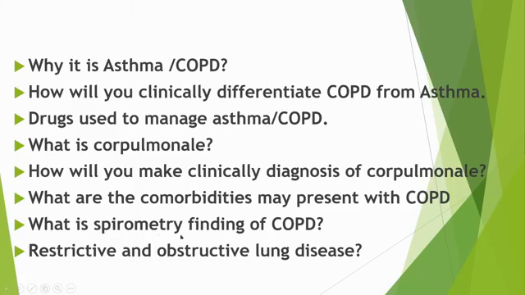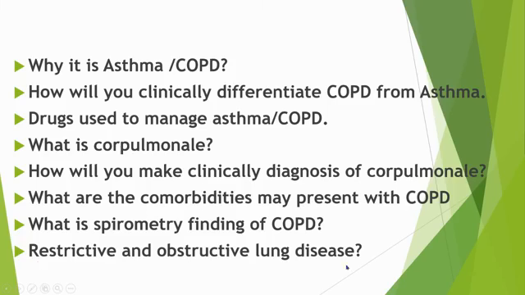What are the spirometry findings of COPD? The FEV1 to forced vital capacity ratio is less than 0.7. Severity is determined by FEV1. The more affected, the more severe; the less affected, the less severe. But the ratio is always less than 0.7.